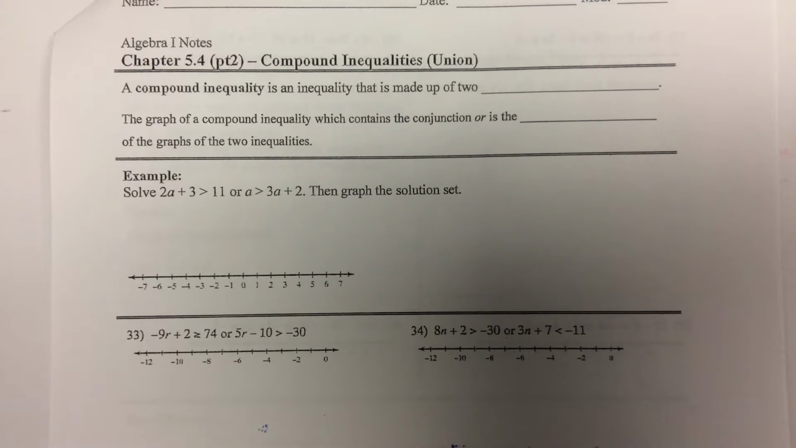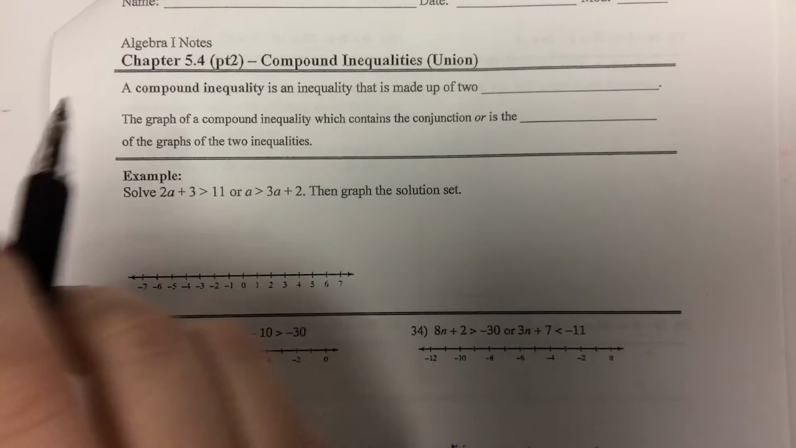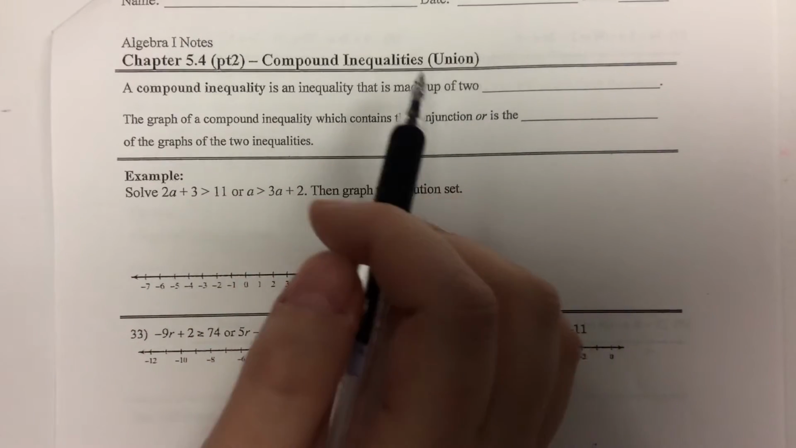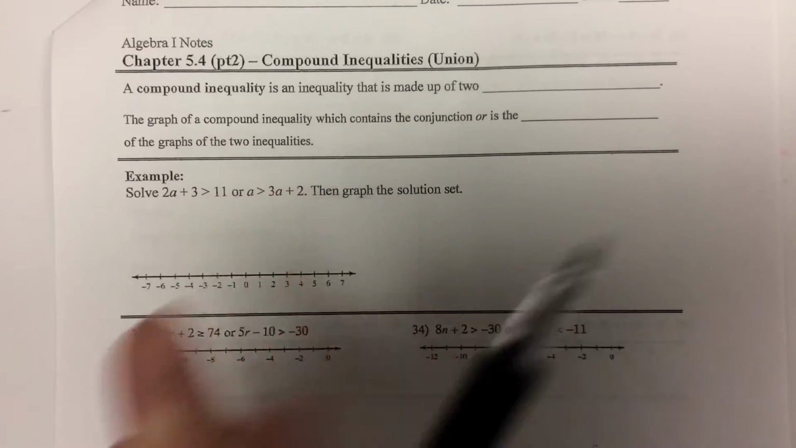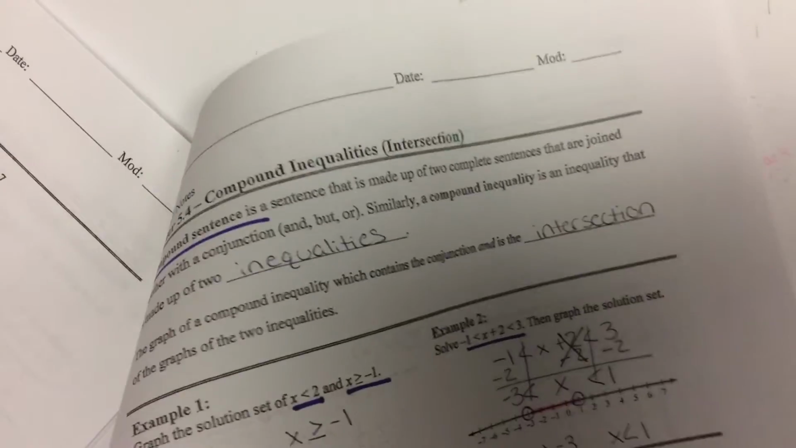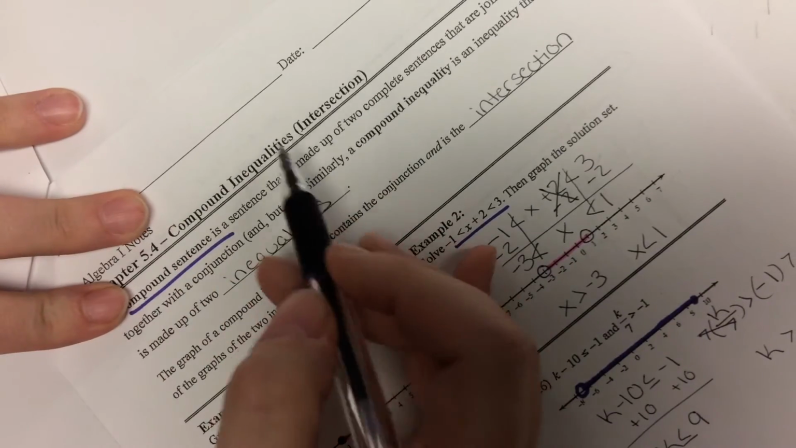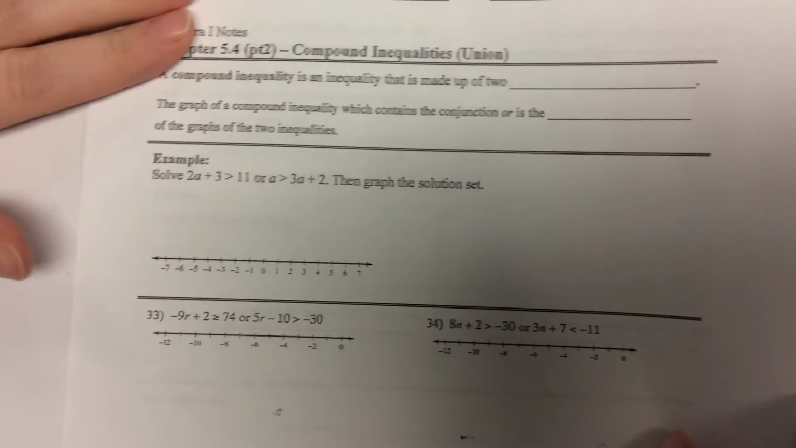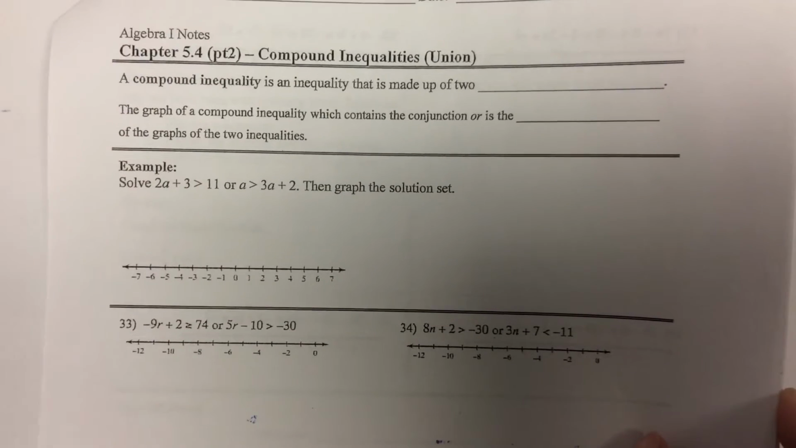Welcome to the second part of video 5.4. We're still talking about compound inequalities, but this time we're going to talk about the union of compound inequalities. So in the last video, let me flip back for a second, we talked about the intersection. So these are inequalities that are joined together using the word and. So this time, the union talks about inequalities that are joined together using the word or.